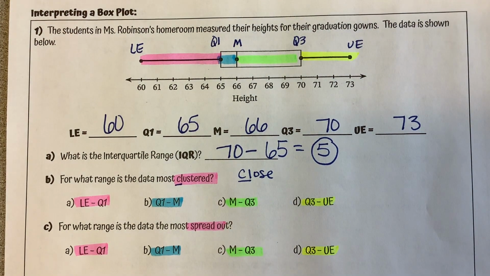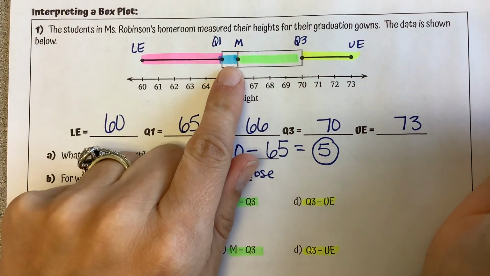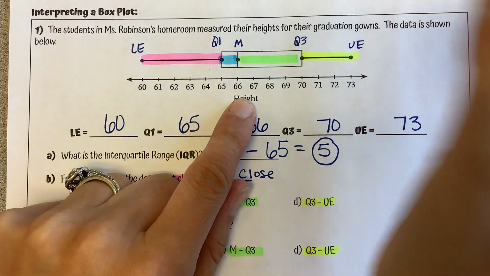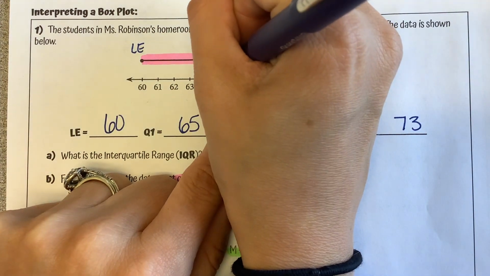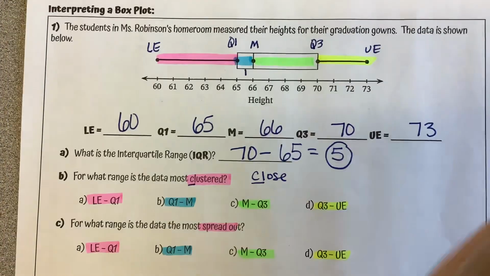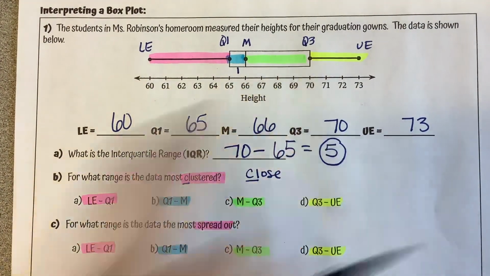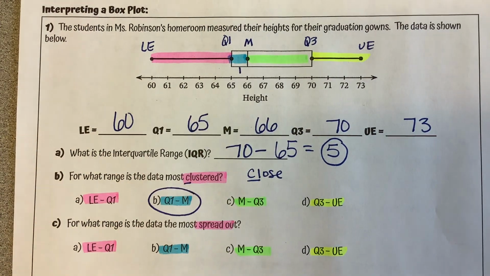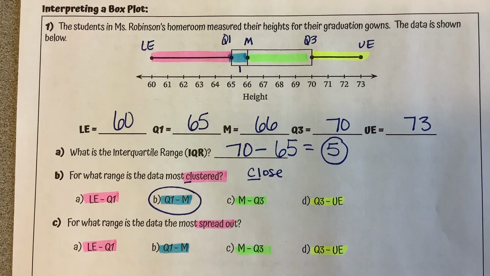So, you might be able to look at it right away. The clustered, the closest, if we look at this blue one looks like it's the closest. And if we verify the distance, 65 to 66 is a distance of 1. And none of these all have a distance of 1. So it's the most clustered in that blue range, which is the Q1 to the median.